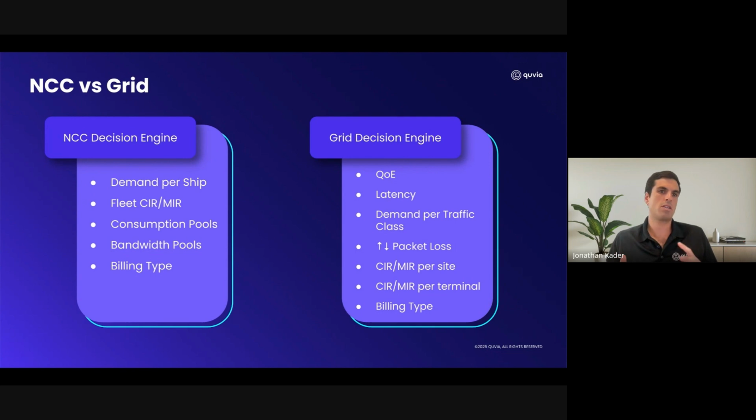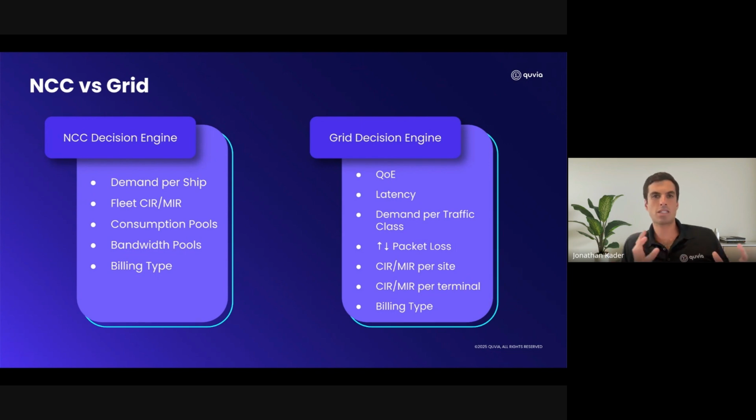As I mentioned, NCC takes that one step further and gets a bit higher level. On the left-hand side, we'll see demand at the ship level, and that's demand aggregated, not by individual traffic class, in the upstream and downstream. So we'll be able to see the patterns of demand and whether there is more demand in the upstream or downstream at a specific time of day. You'll be able to see things like the fleet-wide CIR or MIR if you have a bandwidth pool with a provider, as well as a consumption pool and an understanding of what day of the month you are within your consumption plan, be that for an individual ship or across a fleet. And the billing type.